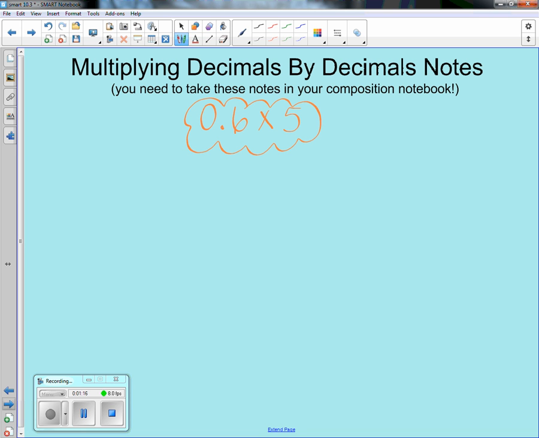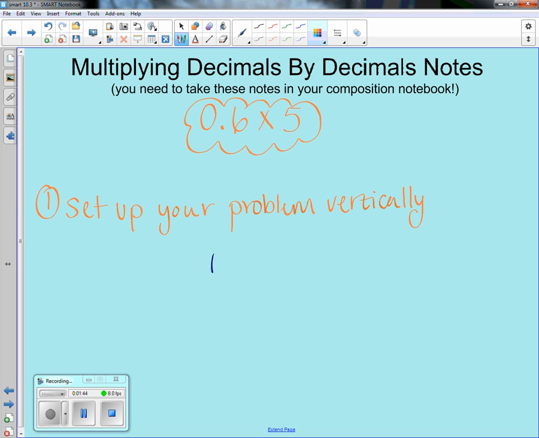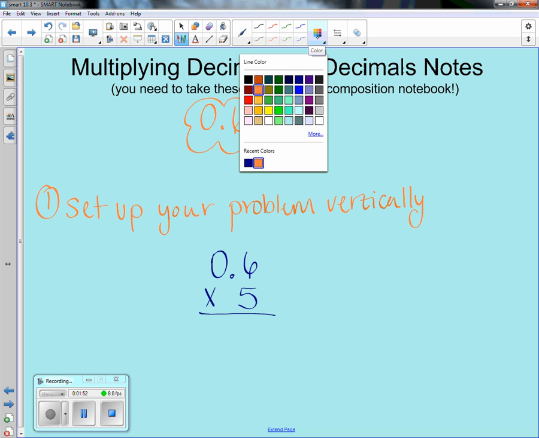Okay, so our first step is we're going to set up our multiplication problem vertically. So step 1 is to set up your problem vertically. All right, so whenever we do that, it's going to look a little something like this. Pretty simple.